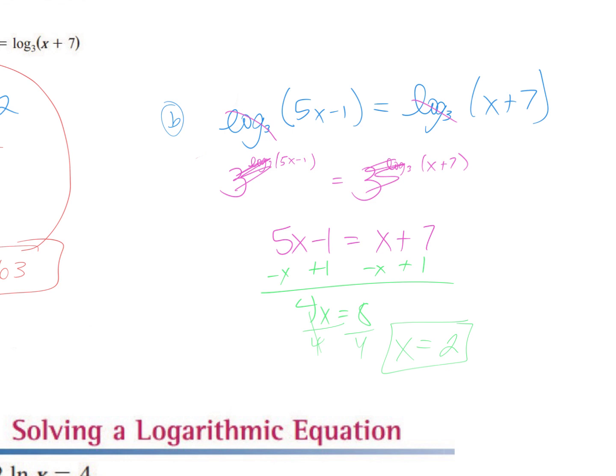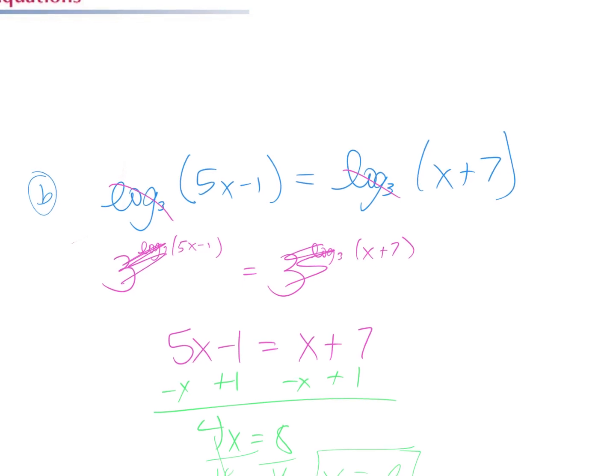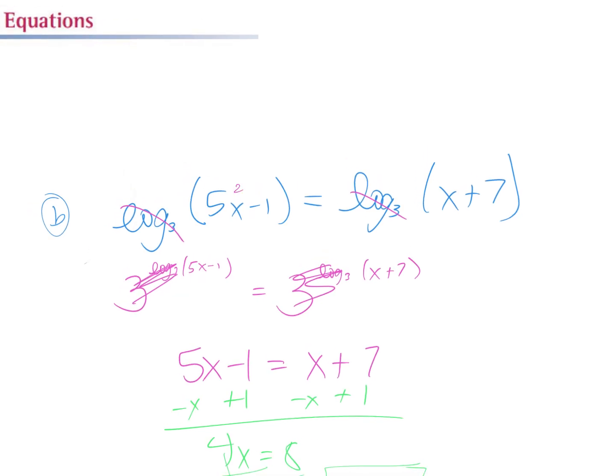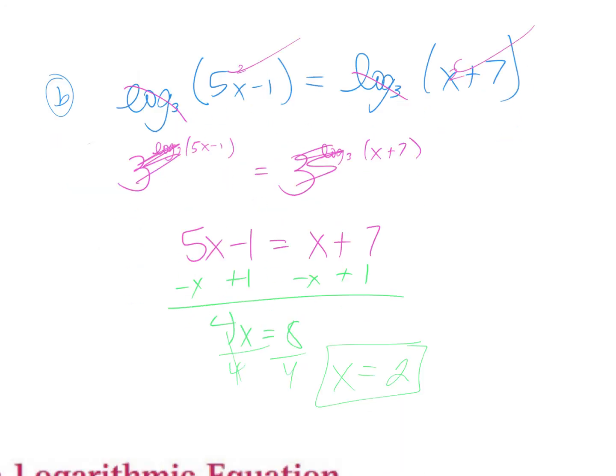So in these log questions, these are harder to go back and check because you have to do the change of base thing. But what I do caution you to do is plug your x back in just to make sure the log itself doesn't become negative. Because if it does, then you have to cross it out and it becomes an extraneous solution. It's one that doesn't work. So if I go up here, just think for a second. If I plug a 2 in here, what's 5 times 2? 10. 10 minus 1 is 9. Okay, you're good. It's not negative. If I plug a 2 in here, 2 plus 7 is 9. Not negative? You're good. So this is fine.